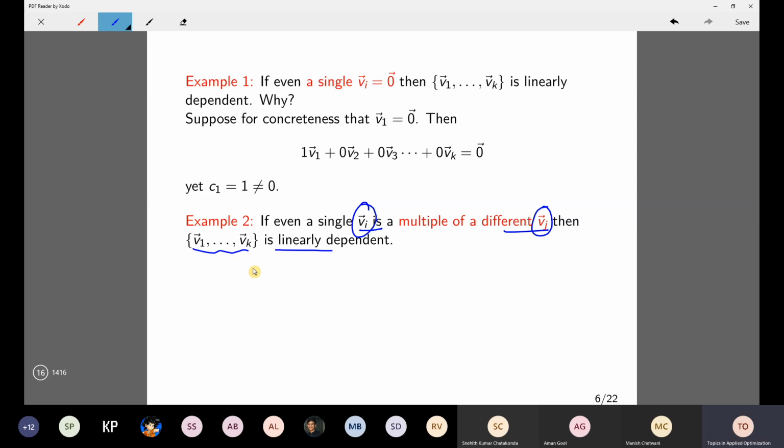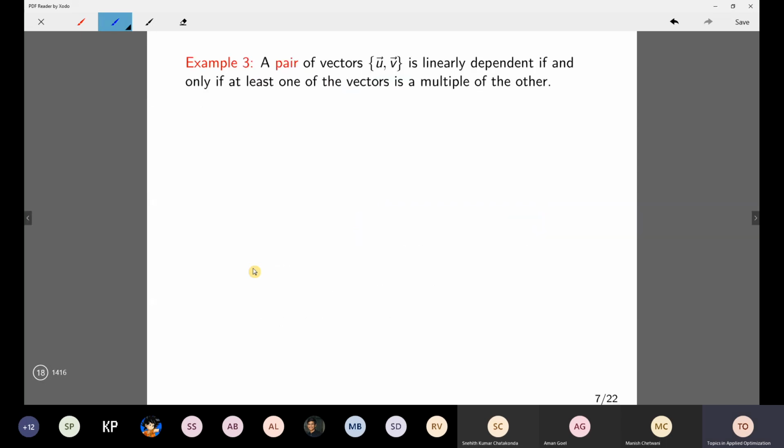Okay, so a pair of vectors u and v is linearly dependent if and only if at least one of the vectors is a multiple of the other. In the pair case, when you have only two vectors, if they are dependent, then alpha u plus beta v is 0, and so they are linearly dependent, then one must be a scalar multiple of the other, right?